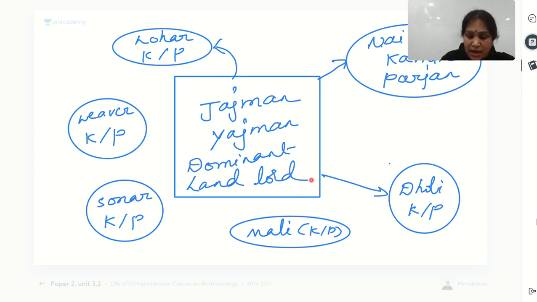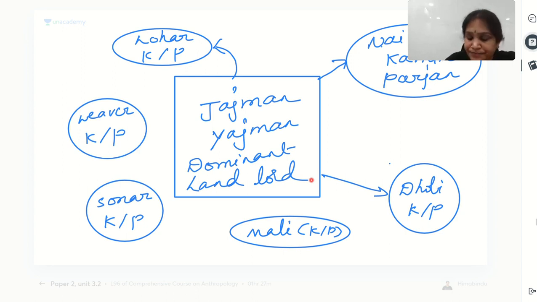Yes, Zamindar. Yajman is Zamindar, landlord. But of course, now the Zamindari system is not there. That is the reason why the Jajmani system also almost declined. We don't find the Jajmani system because the Zamindari system was abolished. The Jajmani system is dependent on the Zamindari system, because if he is a Zamindar, only then the system survives. Otherwise, the system does not survive. So Zamindar, Jagirdar, different landlords.